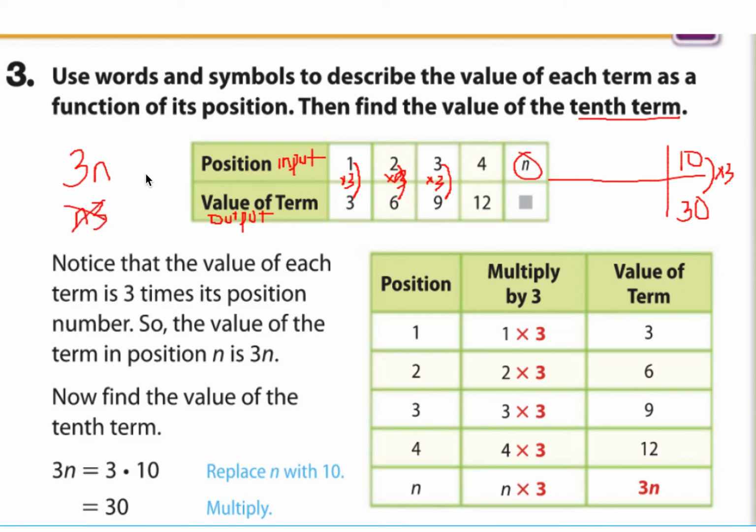So that's my first answer, and then my second answer was to find the value of the 10th term, which we already saw is 30. So we have 2 answers. The rule: 3 times n. The answer for the 10th term is 30.